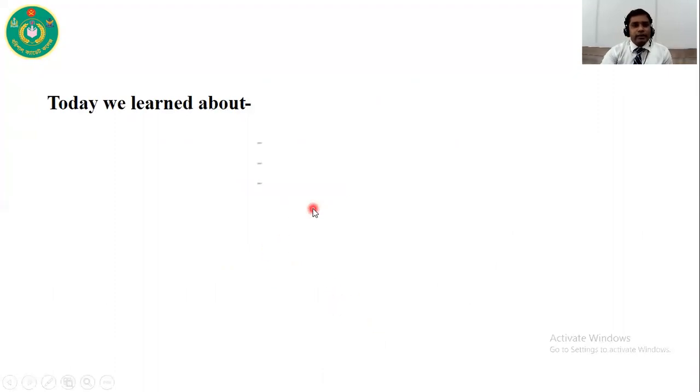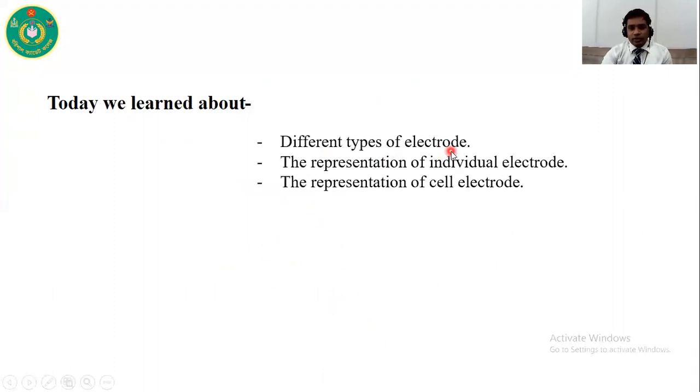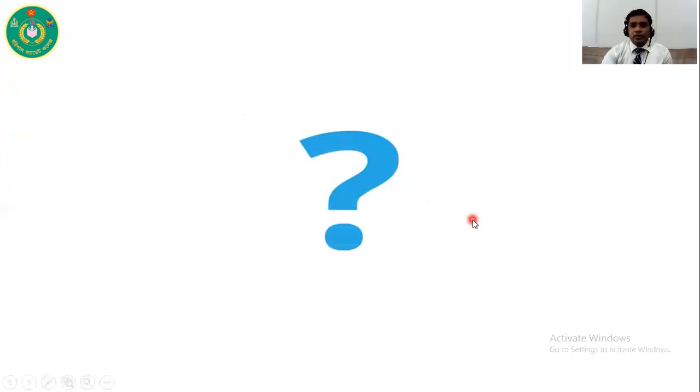So today we learned about different types of electrodes, the representation of individual electrodes and the representation of cells. If you have any query or question, please write it in the comment box. Later on I will try to solve it.